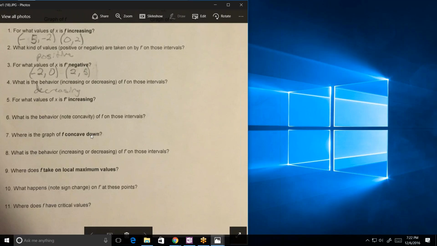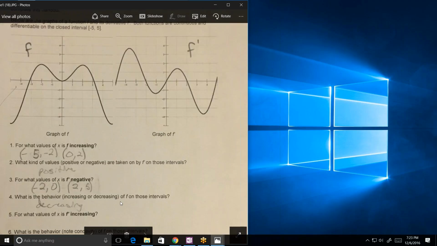They don't make it real clear that question 8 is referring to the intervals from question 6, or is it referring to the intervals from question 7? I think it's from question 7. Okay, so whenever f, the original function, is concave down, we know that the second derivative is negative, right? And if the second derivative is negative, the first derivative must be decreasing.